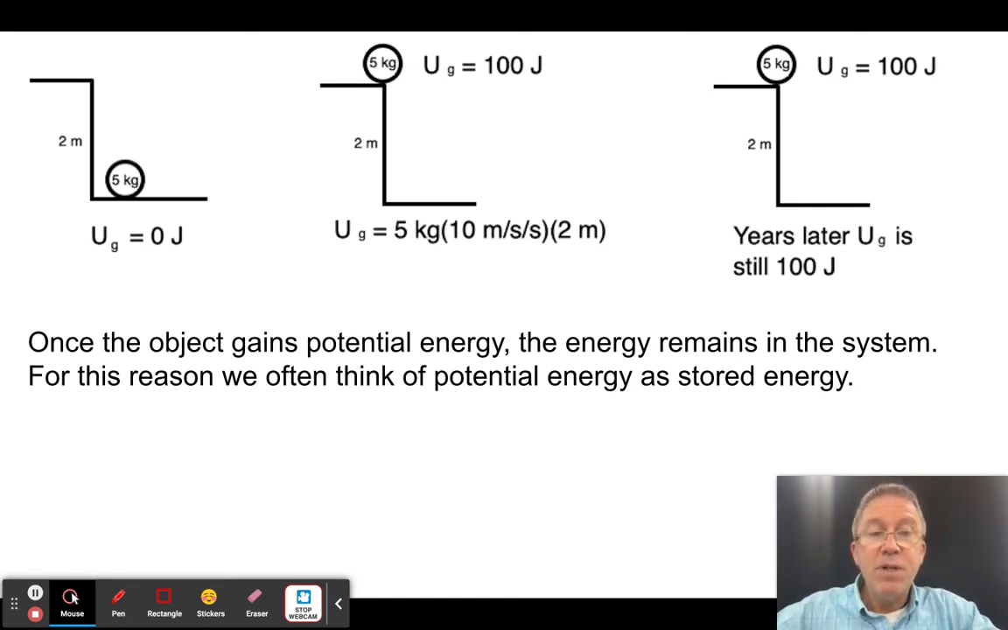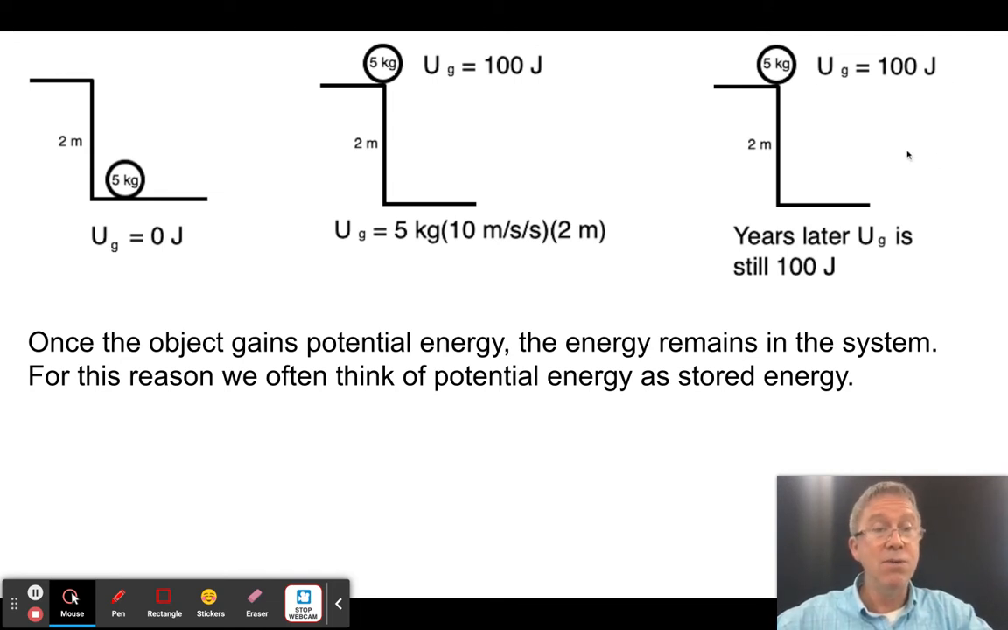Now we often think of potential energy as stored energy, and here's why. So I have this object on the ground, it's got 0 potential energy. I'm defining the ground as 0. Now, it's a 5 kilogram object, 2 meters in the air, so 5 times 10 times 2, it just gained 100 joules worth of gravitational potential energy when I set it on the top of this little ledge. And then I walk away from it, and it stays there for years. That 100 joules is still in it even years later.